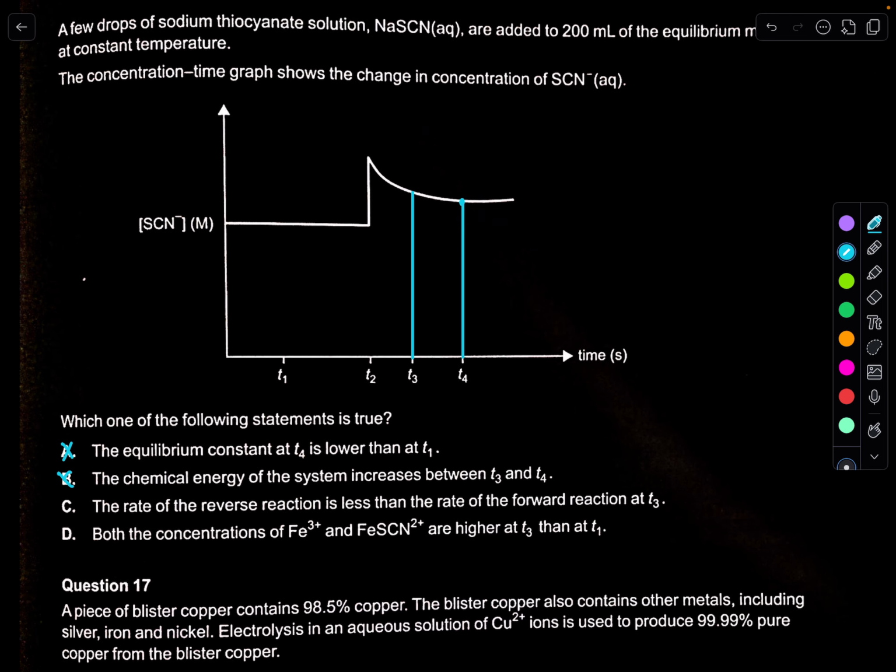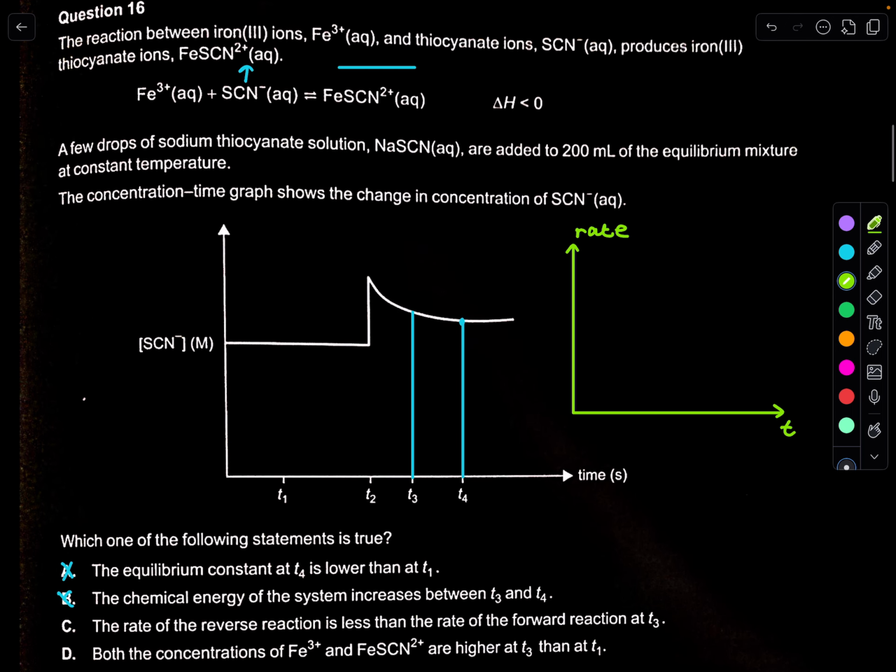Next, the rate of the reverse reaction is less than the rate of the forward reaction at T3. What I'm going to do is sketch a diagram to represent the rate graphs to explain this. That's time, and that's your rate of reaction. Let's make the blue color the forward reaction and the red color the backwards reaction.